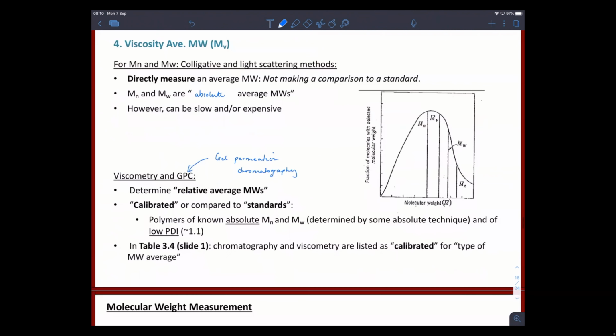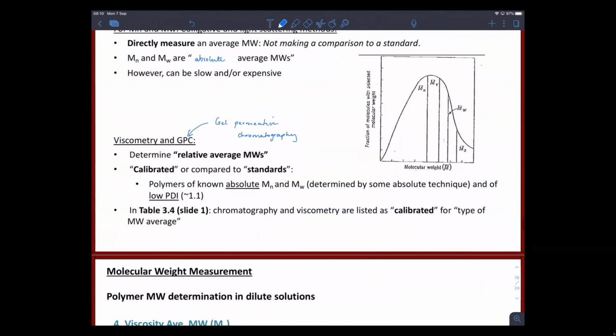So if we look at this table right at the start in slide 1, you'll see that the listing for chromatography and viscometry, they are listed as calibrated for the type of molecular weight average they're calculating.